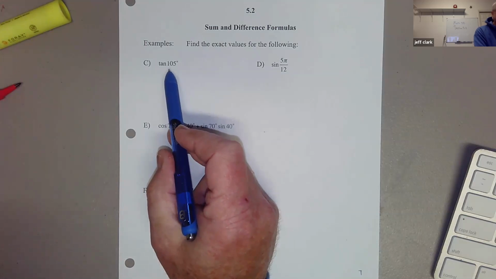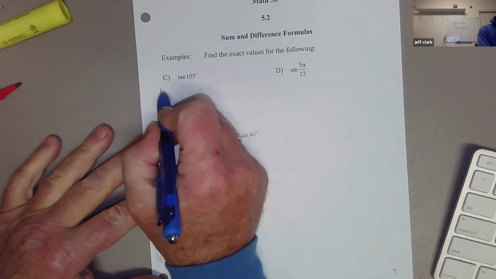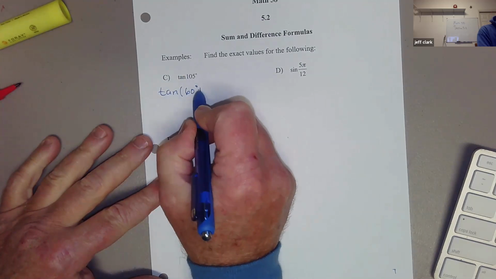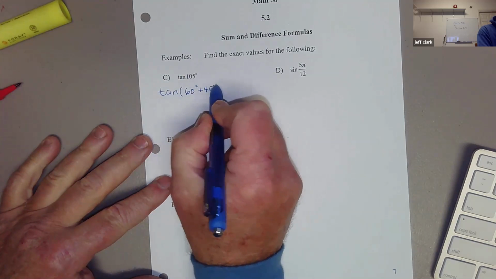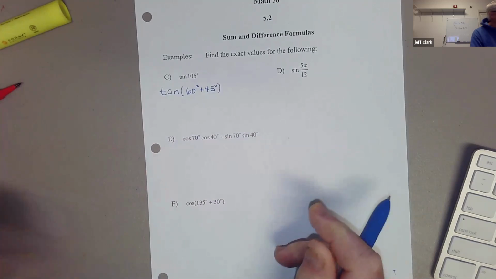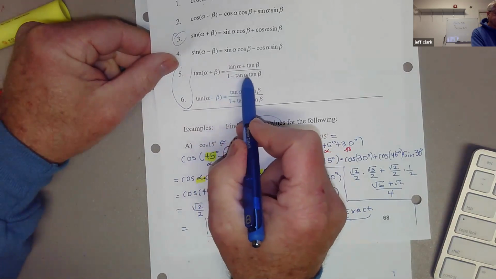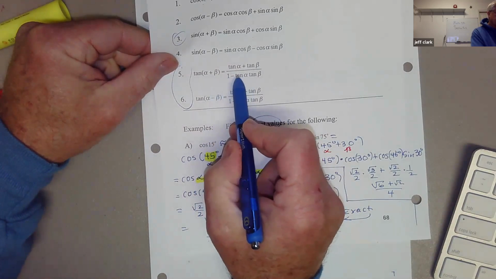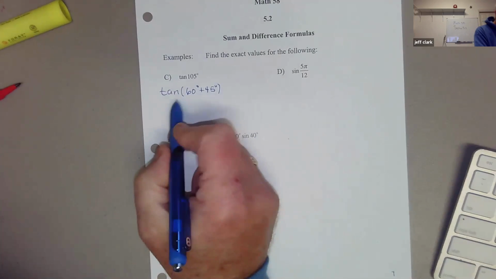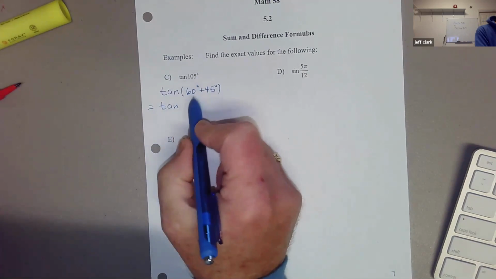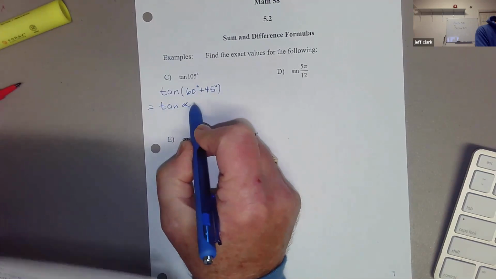That works, 60 and 45. So tangent of 60 degrees plus 45 degrees, and we just follow the bouncing ball. I'm going to put this back up. I'll put the original formula up here, so I'll rewrite this over here. Remember, this has got to be tangent. If you look at your packet, you'll see what I'm doing.